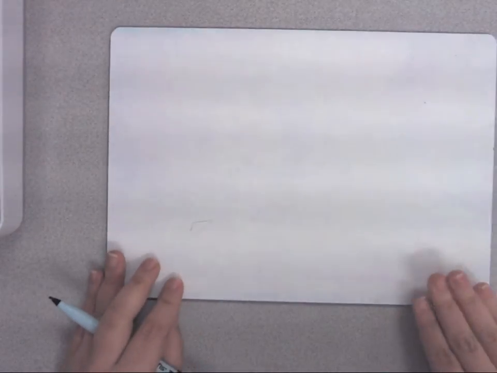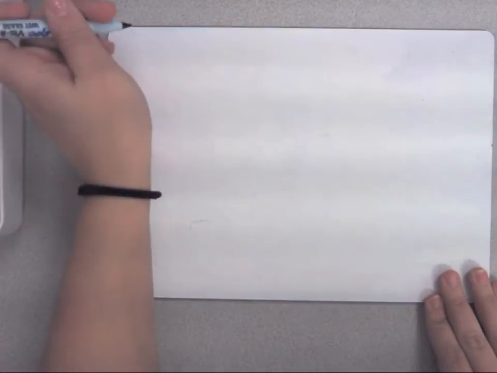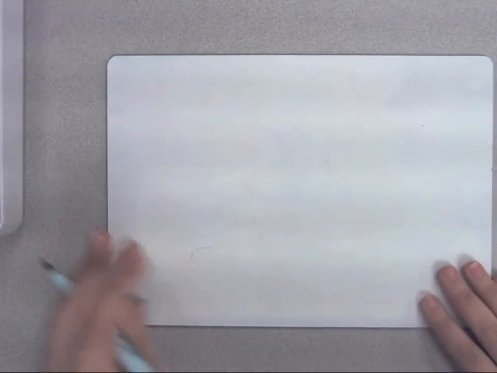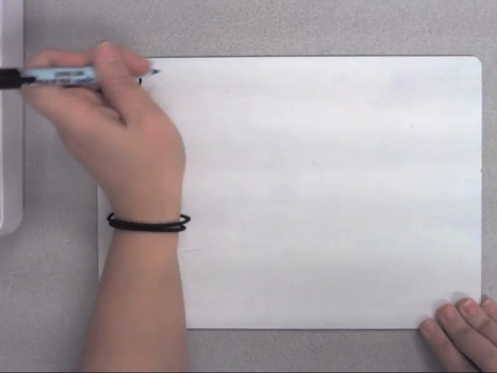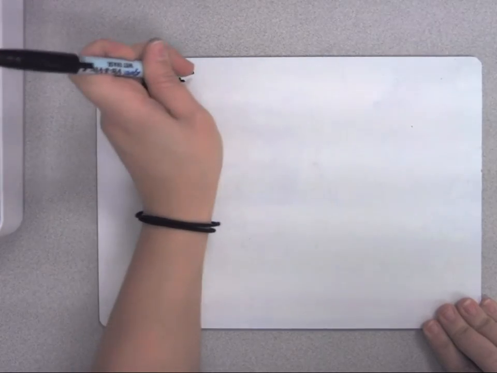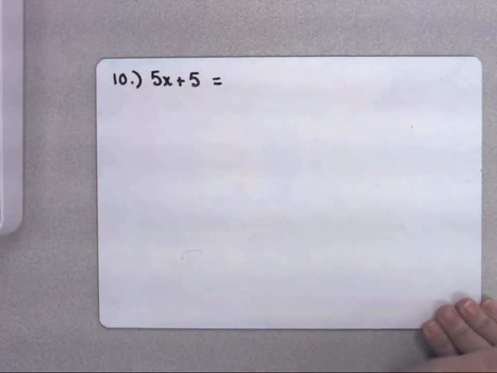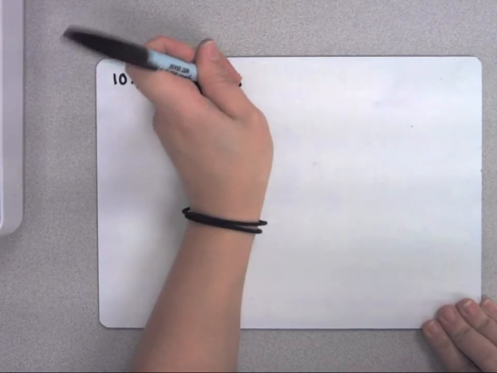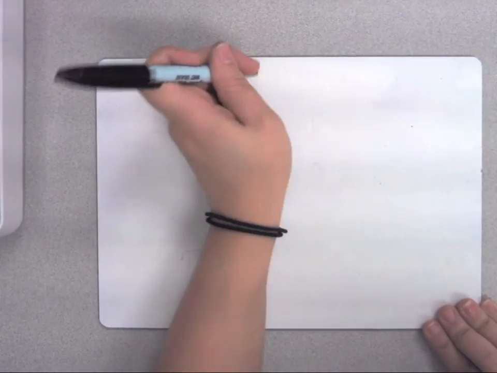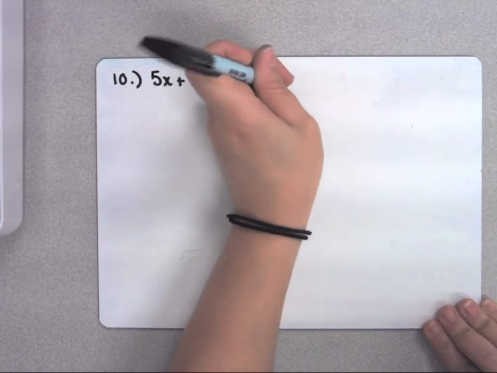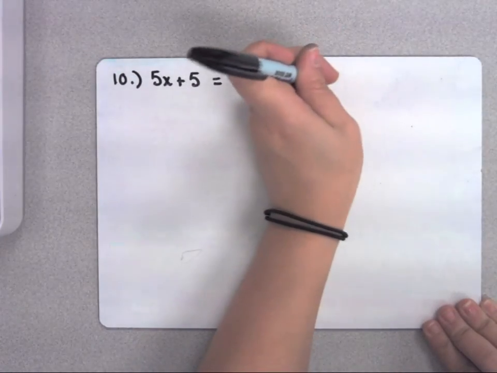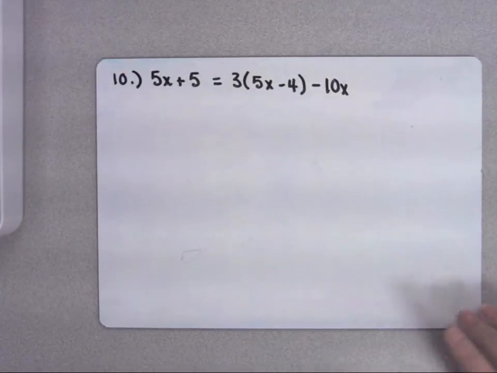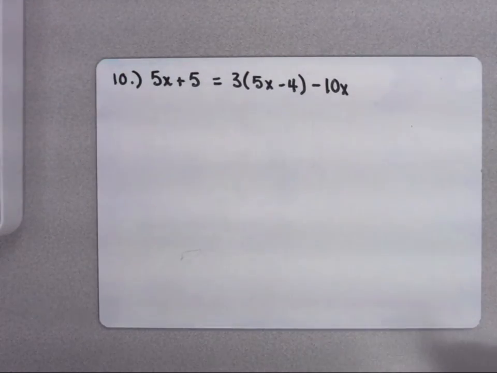Let's try it. Let's try this guy. I don't even remember what number I'm on. 10. 5x plus 5 equals 3 parentheses 5x minus 4, close your parentheses, and then minus 10x. They always do this to you. They always add a little extra just to confuse you.